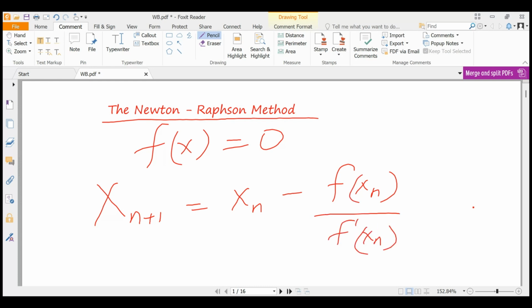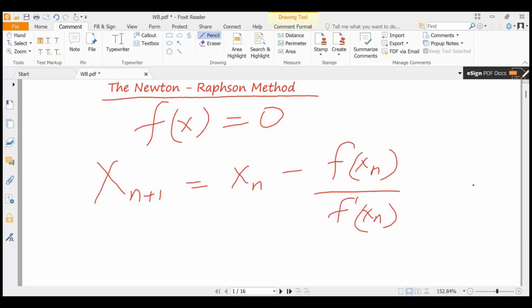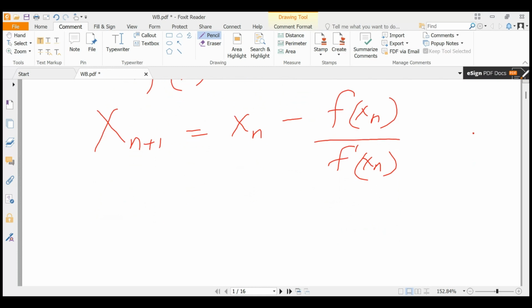In this equation, f prime of x_n is the value of the derivative of the function f of x when x is equal to x_n. So the method can be stated thus: if x_n is an approximation to the root of the equation f of x equals 0, then a better approximation is x_{n+1}, given by this equation.